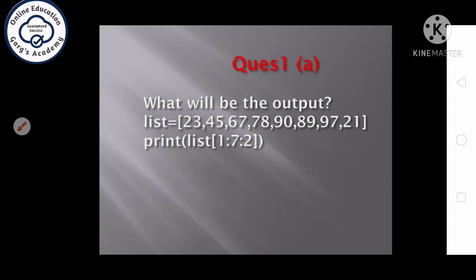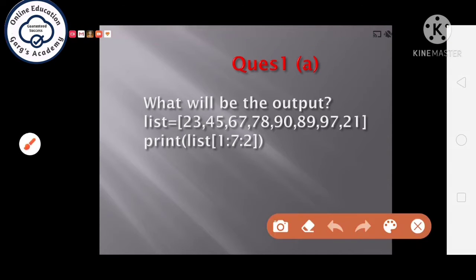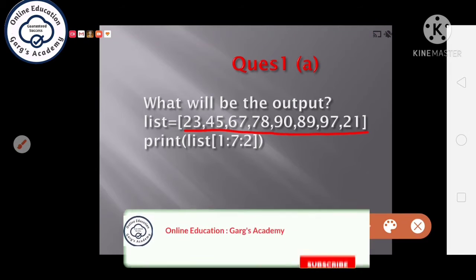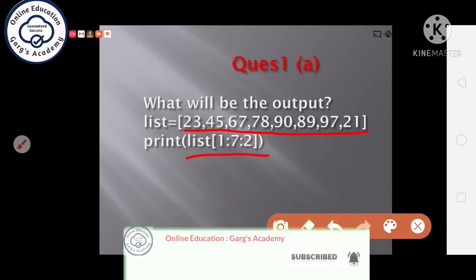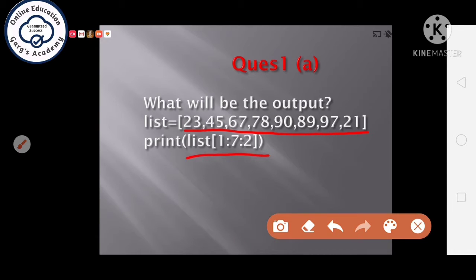Question number 1, first part. What will be the output? And the list is given as this one. And you have to print the list slice starting from first index to seventh index in steps of 2. So what will be the output?